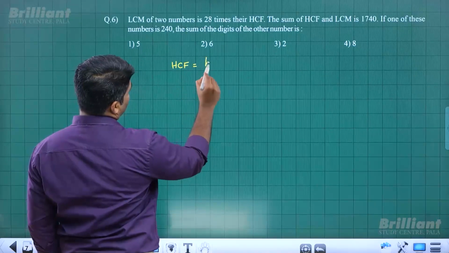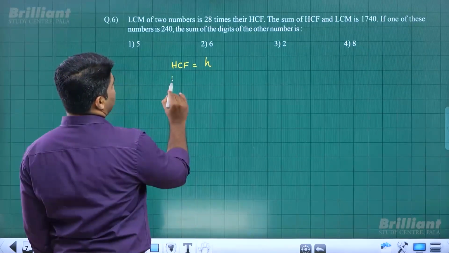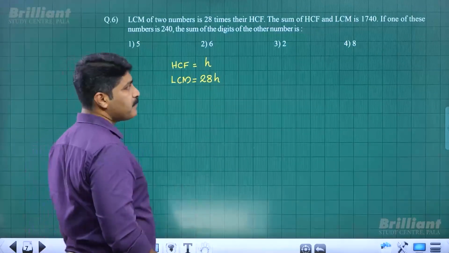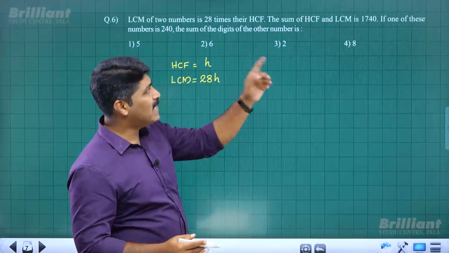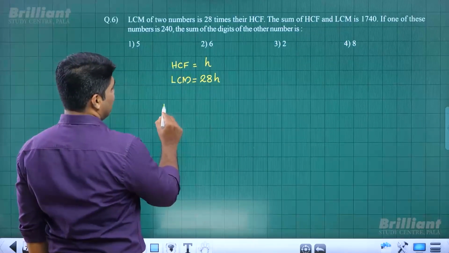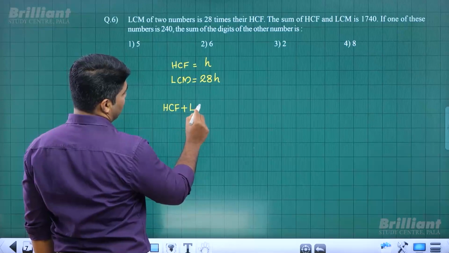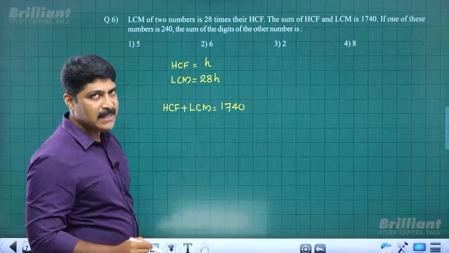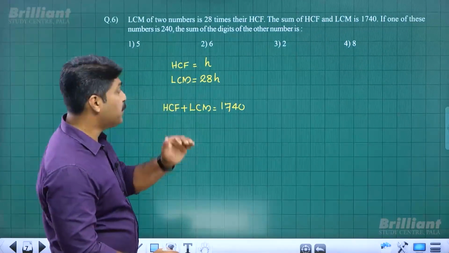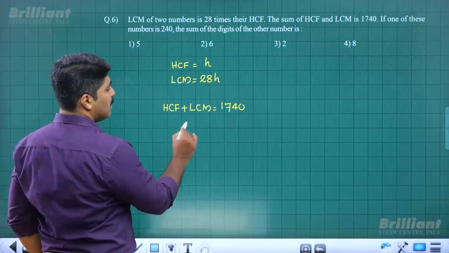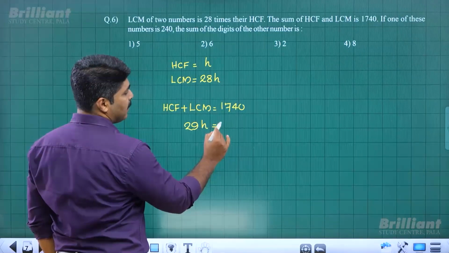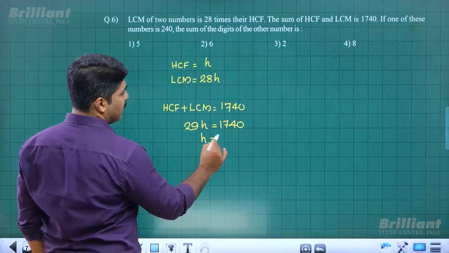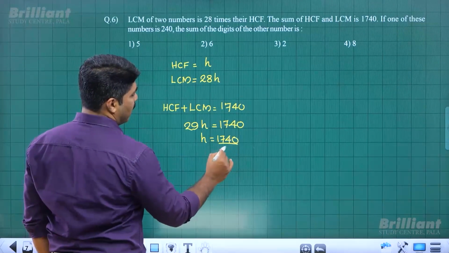Suppose the HCF of those two numbers, I just express that as H. So as per this given data, LCM is 28 times of HCF. It is given that the sum of HCF and LCM is 1740. So that is HCF plus LCM, which is equal to 1740. While observing these two assumed values here, HCF as H and LCM as 28H, the sum is simply 29H, which is equal to 1740. So you just divide it by 29, then we will get H.